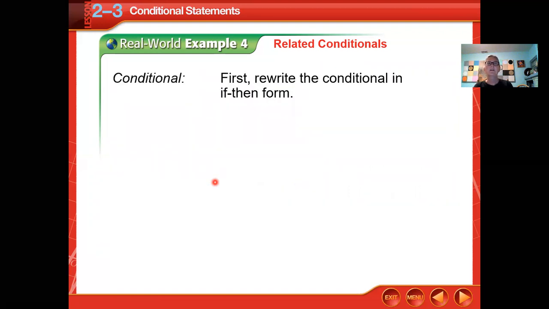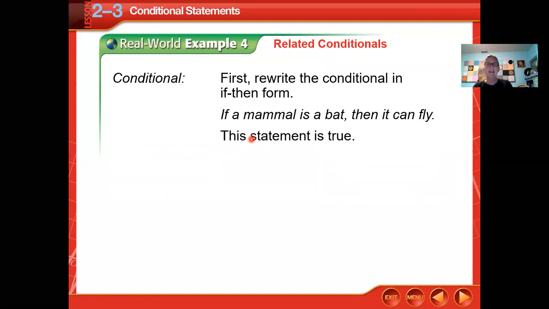First, rewrite the conditional in an if-then format. Bats are mammals that can fly. You wouldn't just say if bats, mammals, then fly. It doesn't make any sense. So for the original statement, you say if a mammal is a bat, then it can fly. That's a good if-then statement. That in itself is a little bit challenging. And it's a true statement.